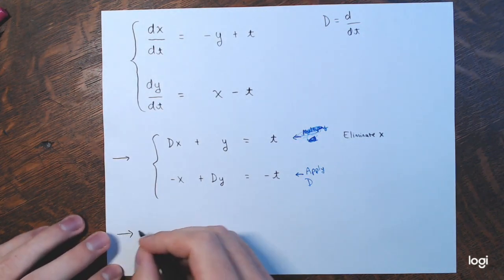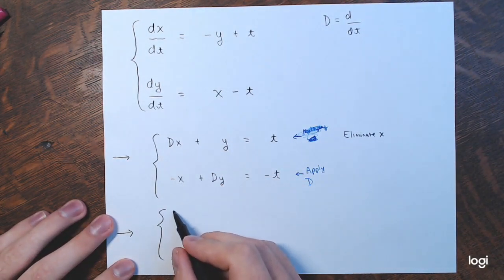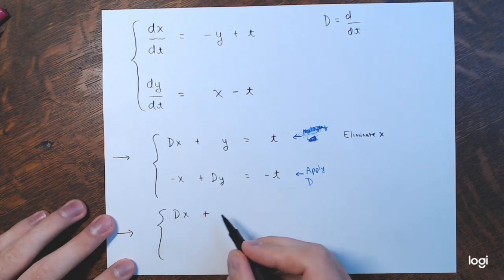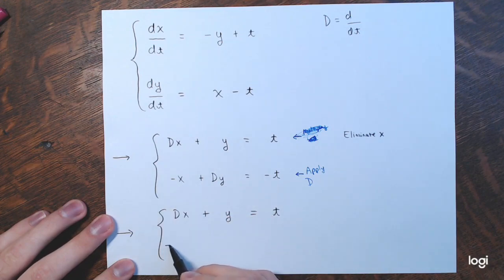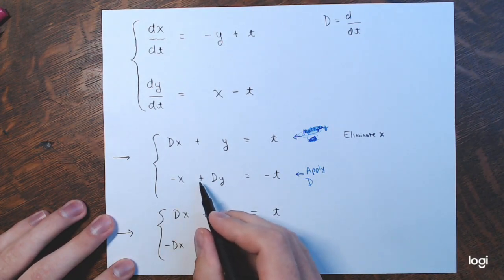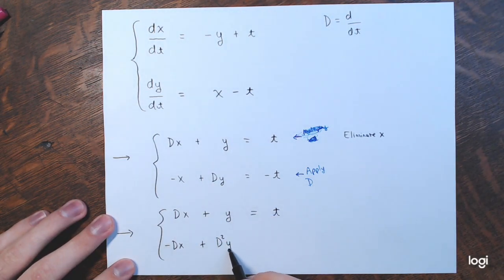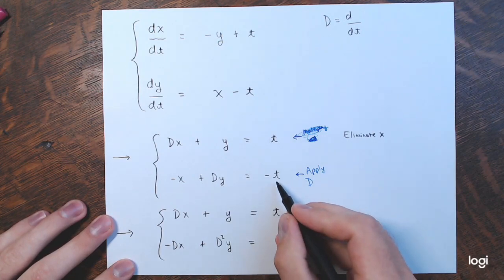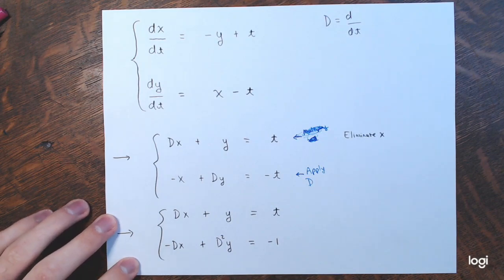All right, so if I do that, we have the following. I didn't do anything to the first equation, so dx plus y equals t. And then we have minus dx, applying d to that, plus d squared y, the second derivative of y with respect to t, equals, and then again, d applied to this, the derivative of negative t with respect to t would be negative 1. So I hope you see why that's negative 1.